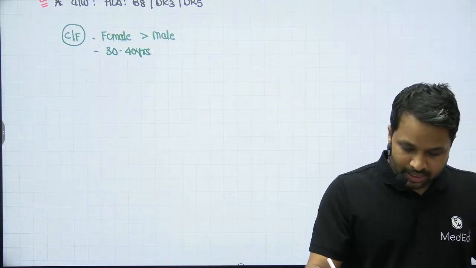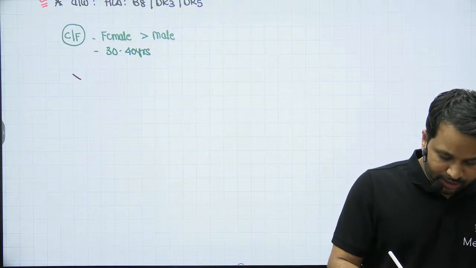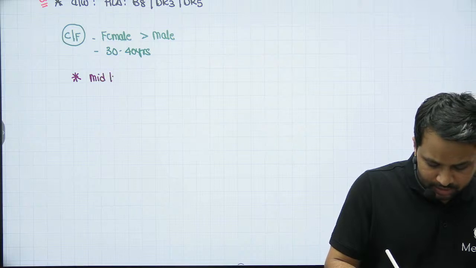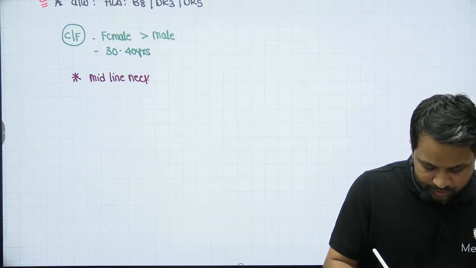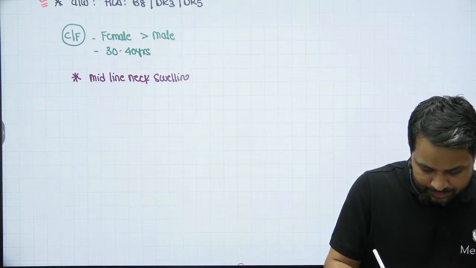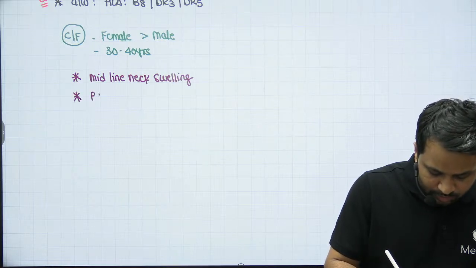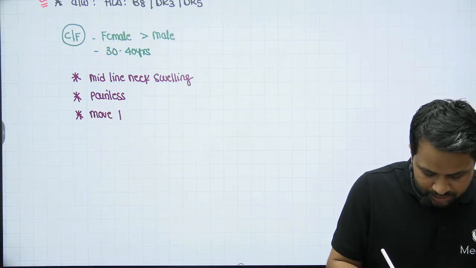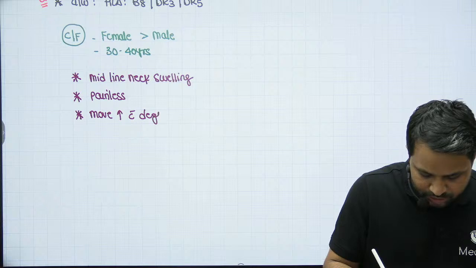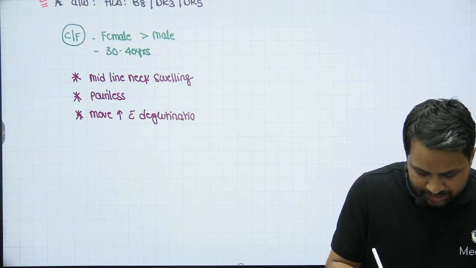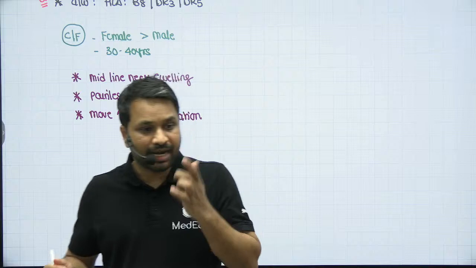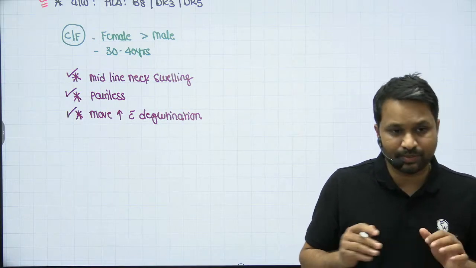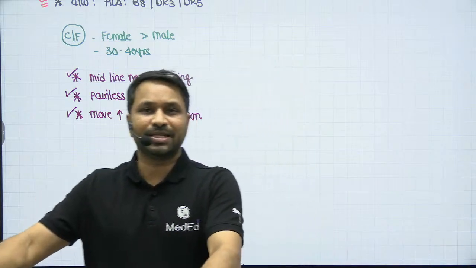So what would the presentation be like? These are the patients who are going to present to you with, number one, a midline neck swelling. Now these midline neck swellings are going to remain painless. They're absolutely painless, and as we all know, this is going to move upwards with deglutition. So every time the patient swallows, the gland is going to move upwards, right? It's a midline neck swelling. It remains painless. It is going to move upwards with deglutition. This is the initial presentation that you would see.